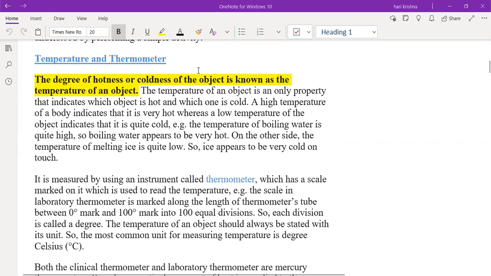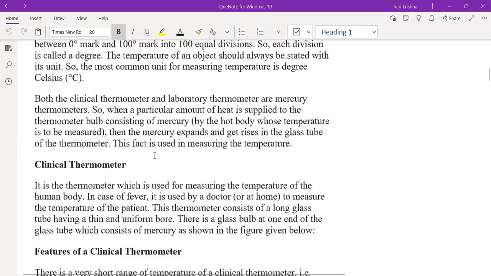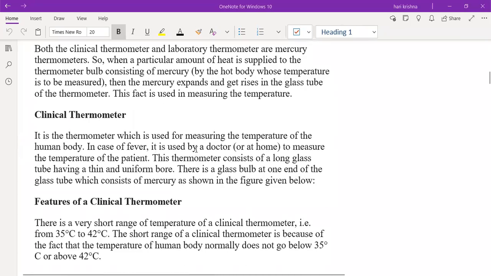Right? So all this temperature you can measure with the help of a thermometer in three different scales: either in Celsius, Fahrenheit, or Kelvin. But out of these three, the most common unit is Celsius only. Okay, we have discussed the melting point and the boiling point.